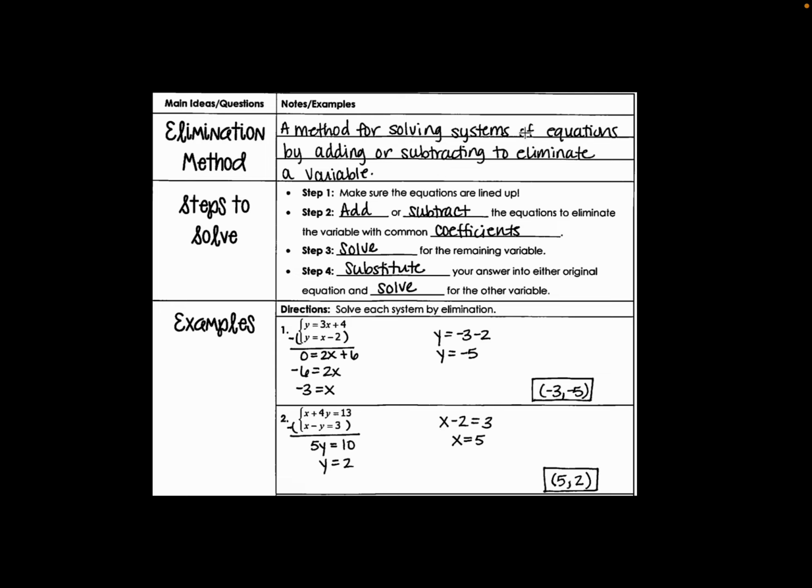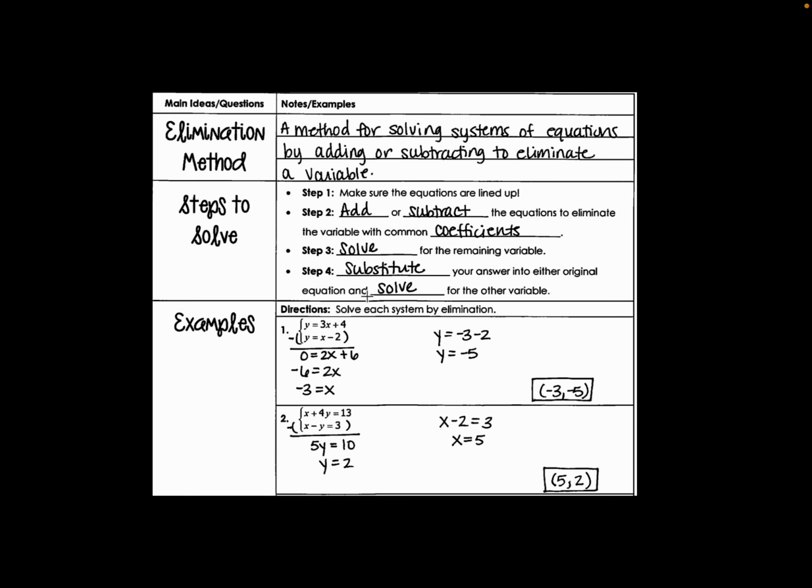First, we're going to make sure the equations are lined up: X's with X's, Y's with Y's, numbers with numbers. You know how it goes. Step 2, we're going to add or subtract the equations to eliminate the variable with common coefficients. I know we haven't really talked about it much, but a coefficient is the number in front of the variable, and I'll talk about it when we get to our examples. Step 3, solve for the remaining variable. Step 4, substitute your answer into either of the original equations and solve for the other variable.